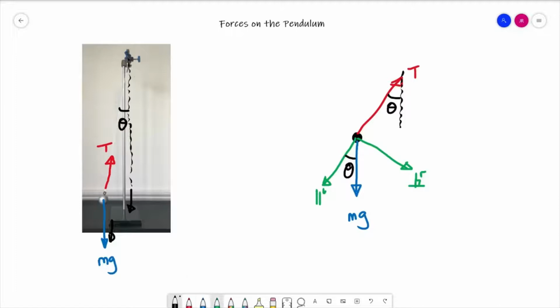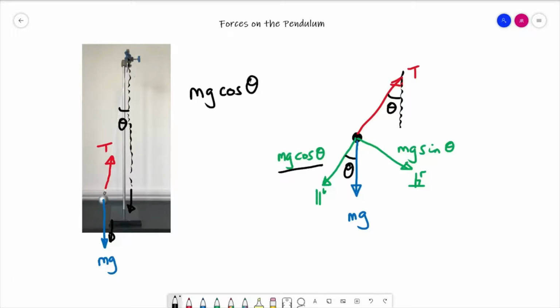Next then we can resolve. So the parallel component is the adjacent component, and therefore that component will be mg cos theta, and the perpendicular component will be mg sin theta, because that's not the adjacent, that's the opposite component. So now we need to look at these components and try and compare them with the tension. So the main one we need to look at is the parallel component, mg cos theta.